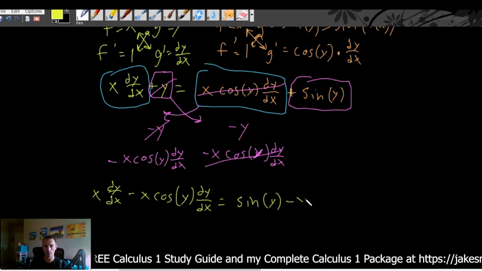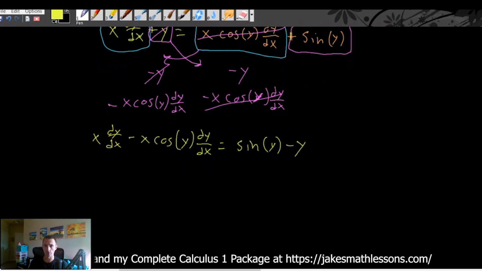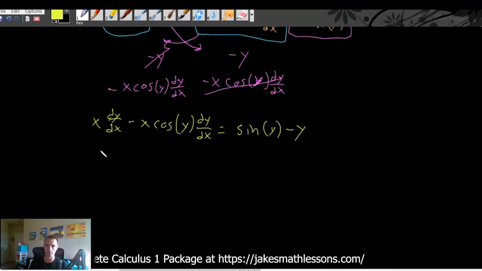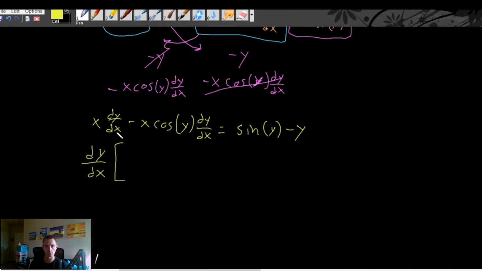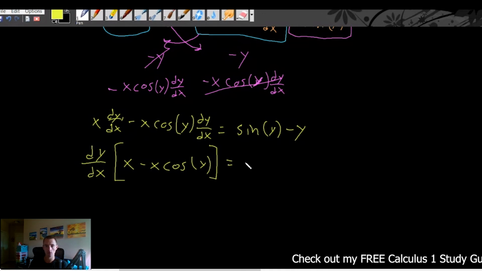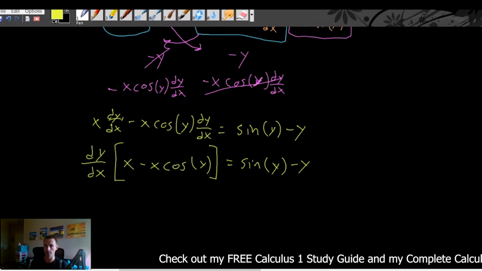minus y. Okay, so then once we've done that, the next step is to factor out dy dx from your dy dx side of the equation. So both of the terms over on the left side of our equation here have a dy dx. So what we can do is factor those out of the left side of our equation. So we're going to be left with x. If we take dy dx out of this first term, the x is going to be left. If we take the dy dx out of this term, we're going to be left with minus x times cosine y. And then obviously we didn't do anything to change the right side of our equation in this step, so we'll just keep that the same.